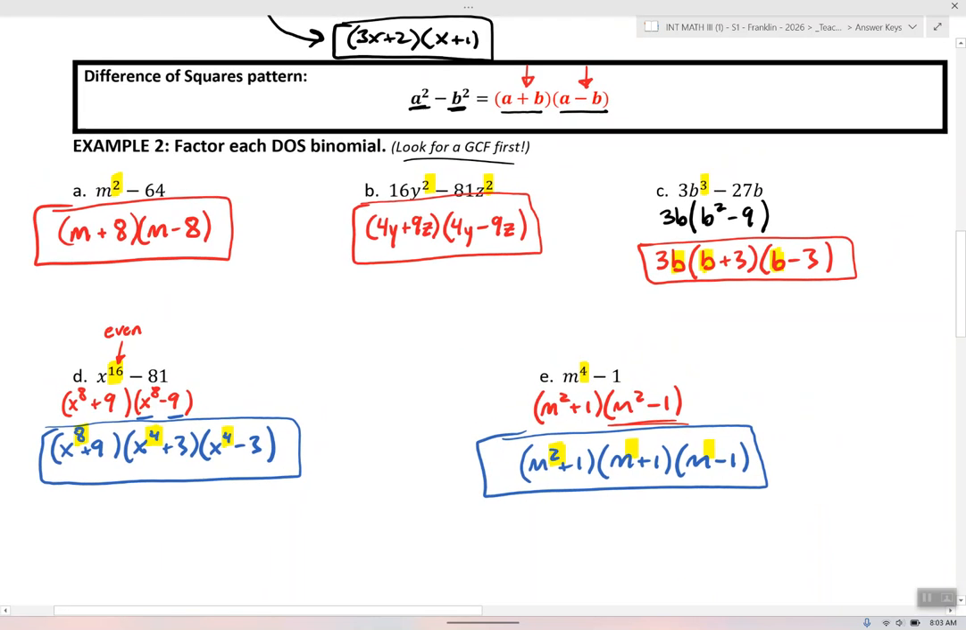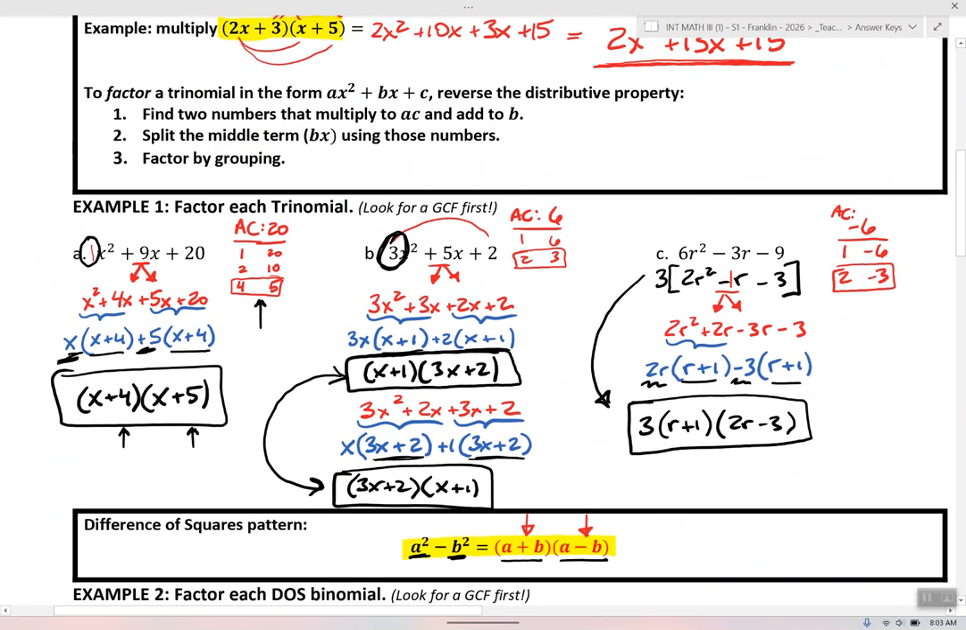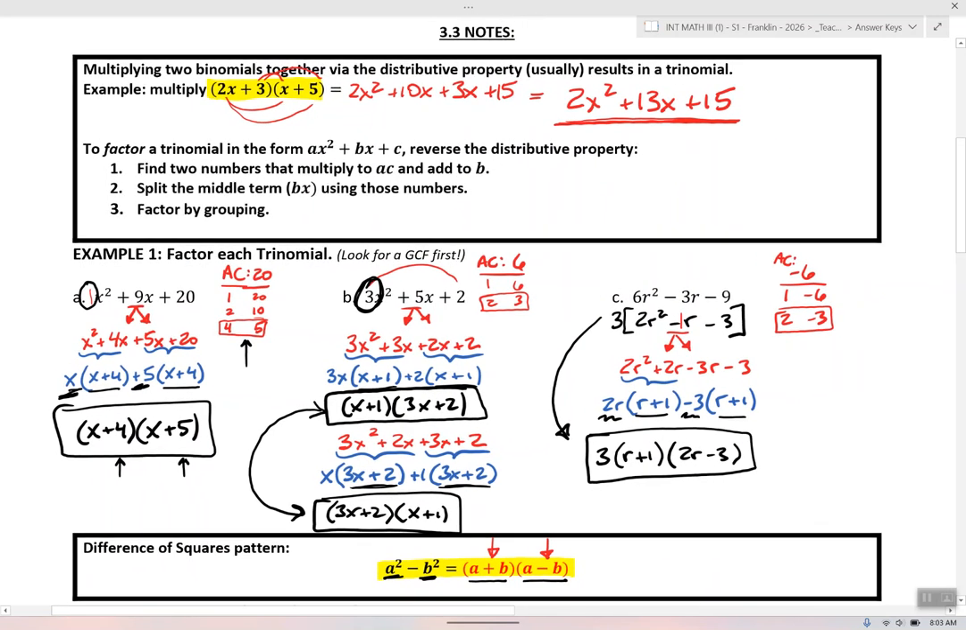So there's the difference of squares pattern: a squared minus b squared equals a plus b times a minus b. And then the AC trinomial method: split the middle term and factor by grouping.